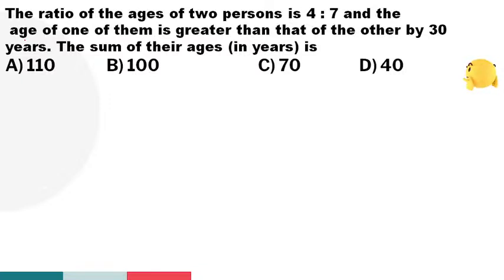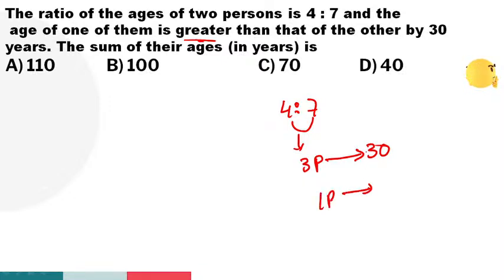No need for pen and paper, and no need to think much for this. The age ratio is 4 is to 7. The first person is 4 parts, the second person is 7 parts, guys. One of them is greater than the other by 30 years, so we are checking the difference, guys. The difference of 4 and 7 is 3 parts, and 3 parts is equal to 30 years. So if 3 parts is 30 years, how much is 1 part? 10 years. So 3 ones are 3, 3 tens are 30.